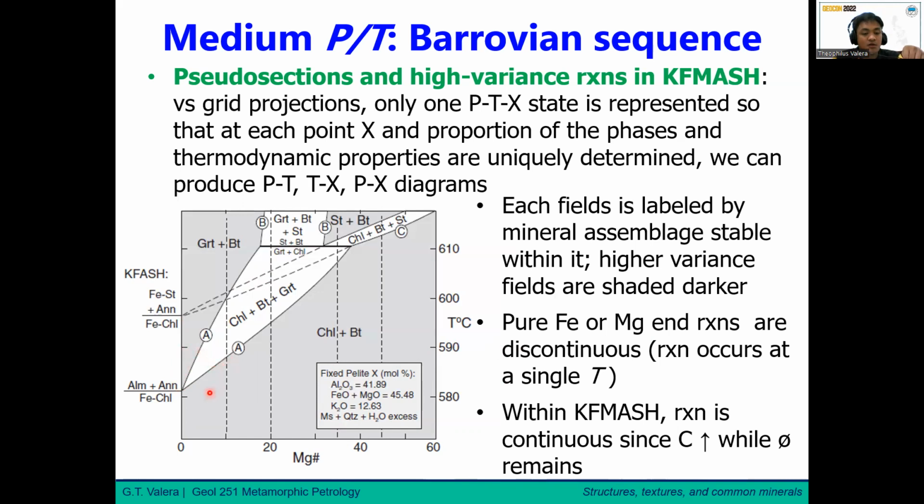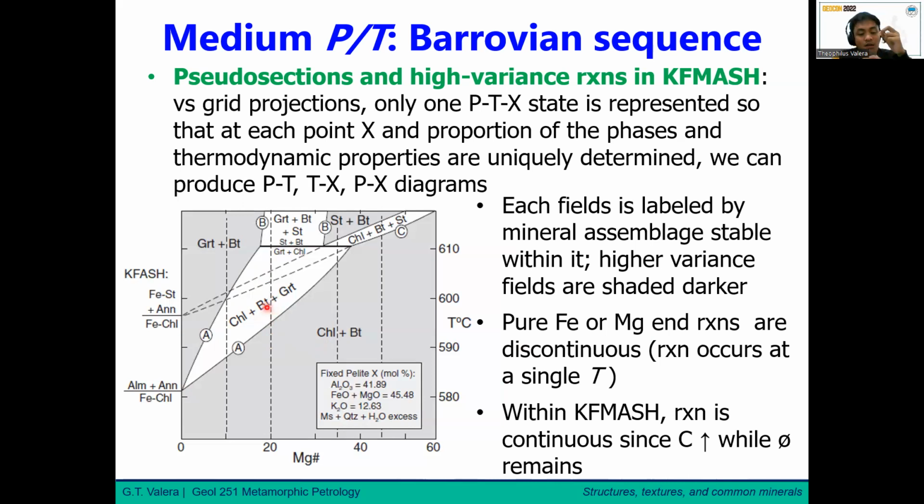And in contrast to that, yung ating reaction, for example, if yung X natin is here, then yung reaction can proceed sa PT space na yung reactant, chlorite and biotite, still coexists with the product garnet, for example.